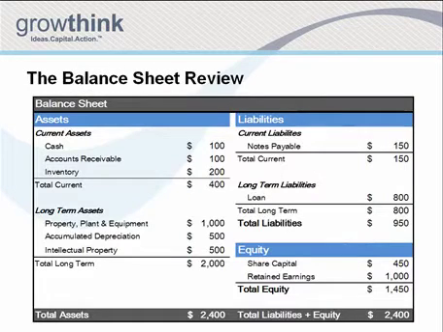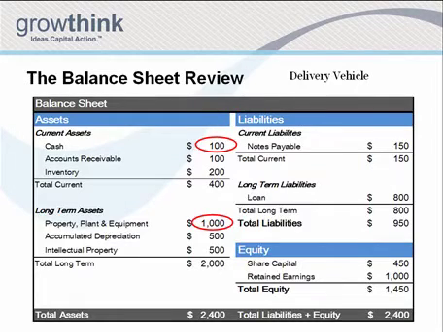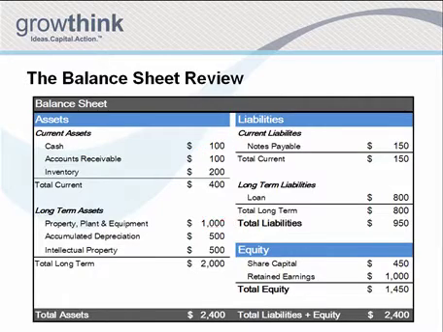Looking at that on the statement here, let's look at the delivery vehicle example. In this case, let's say we started with $11,000 in cash. We spent $10,000 on the vehicle. Our cash went from $11,000 down to $1,000, but our property, plant and equipment, we just added the $10,000 vehicle, and so we now have that as an asset. We see how that decreased our cash but increased our long-term assets.